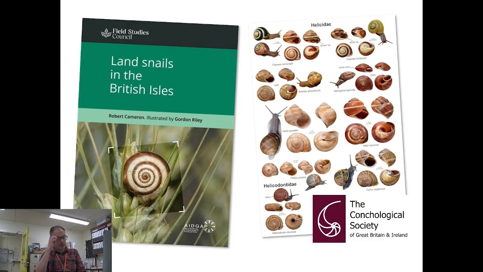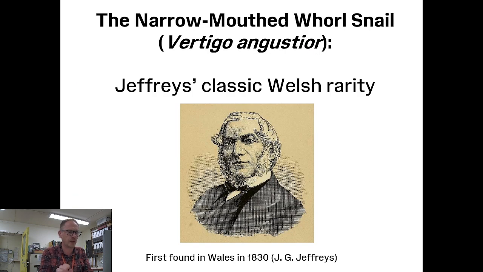If you get into snails, and I heartily recommend that you do, the Field Studies Council book on how to identify them is excellent, and there's a really useful laminated guide that the Conchological Society has produced as well, which is a nice aide-memoire to all the species that you're likely to see in Britain or Ireland. So here we go. Let's go through the 3 target species one by one.